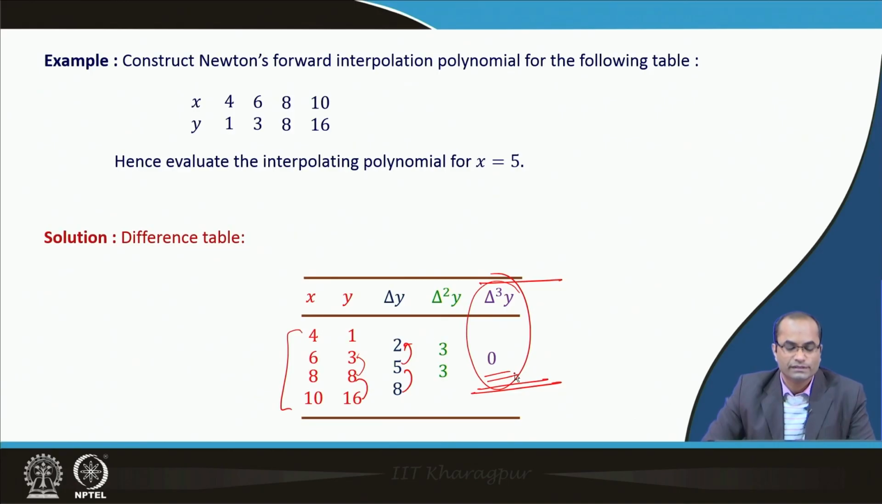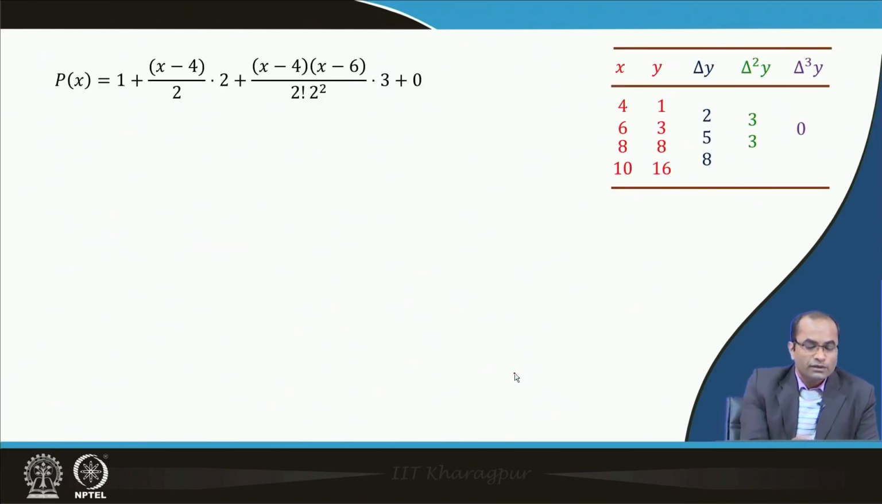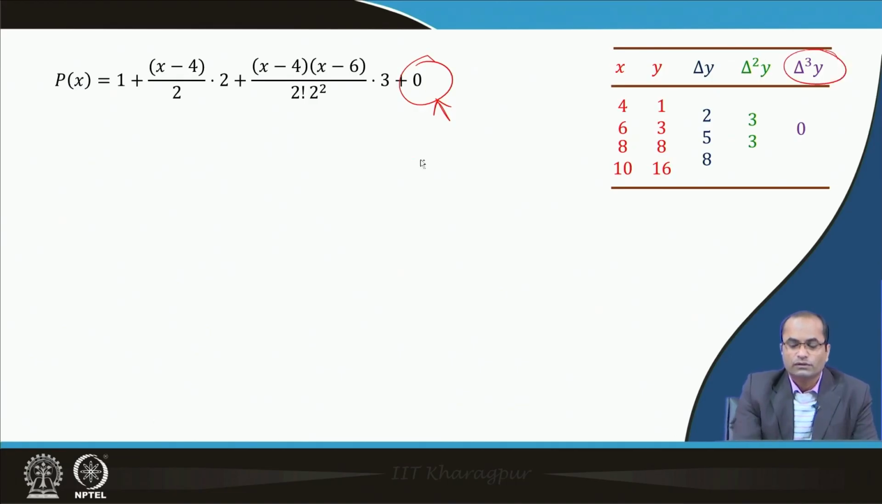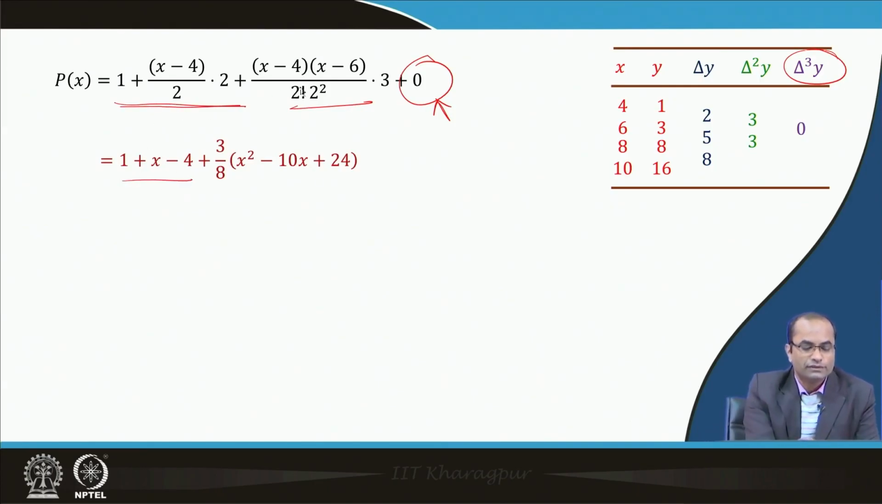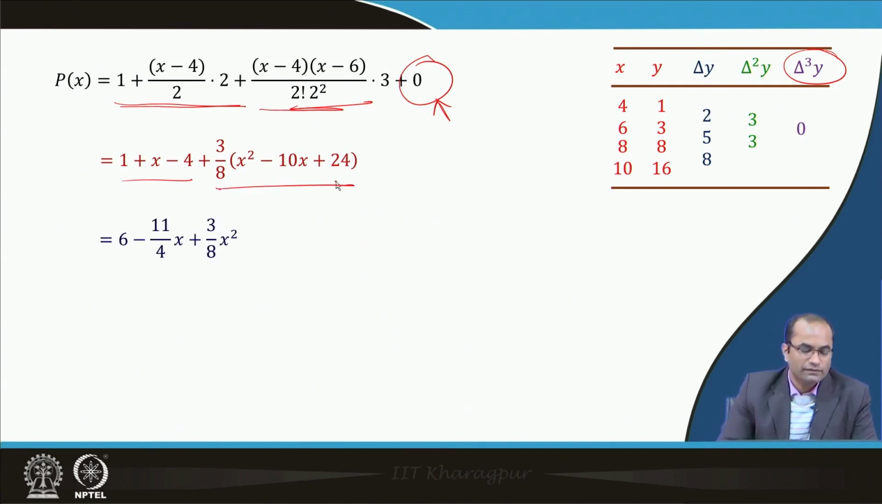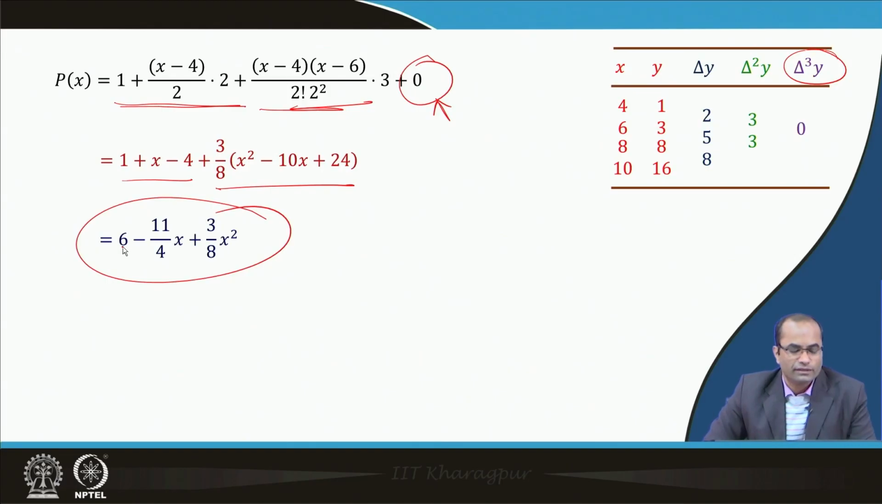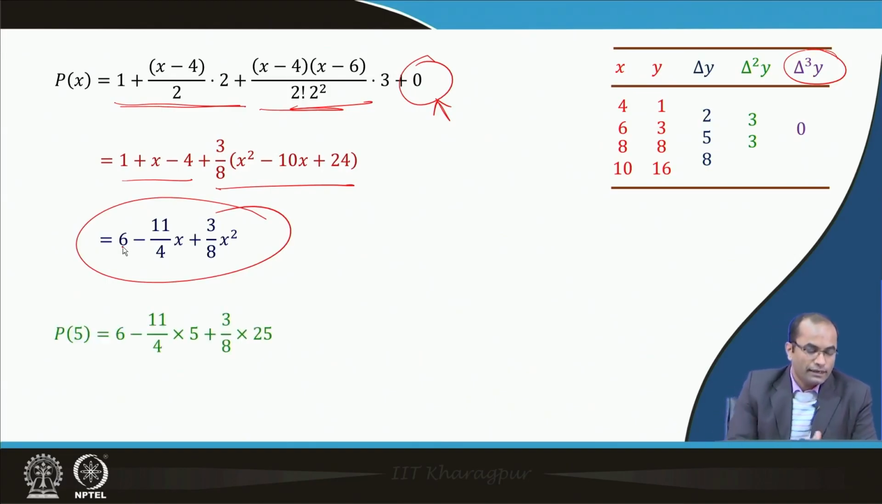The polynomial will be a second degree polynomial, because the term that uses the third order difference becomes 0, and we have only these terms. So, we have 1 plus this x minus 4 because of this, and then this can be simplified to this one, and finally, we can combine everything. We have this second degree polynomial, and now we can compute the value at whatever point.